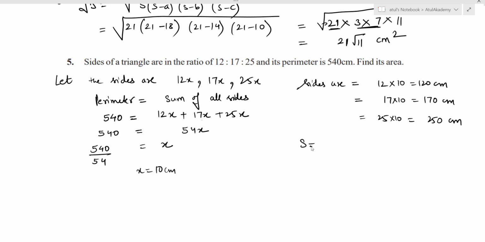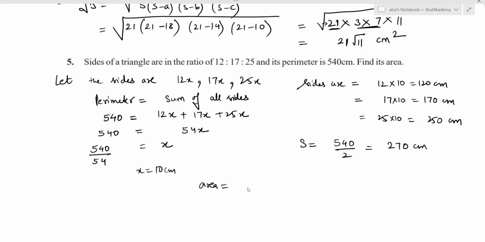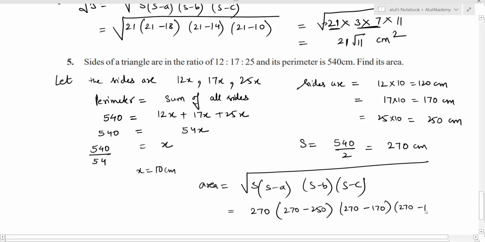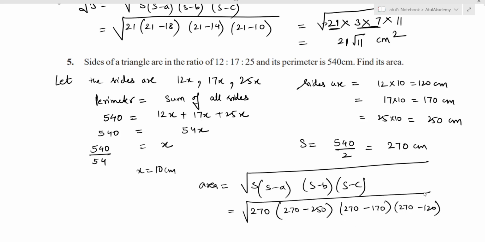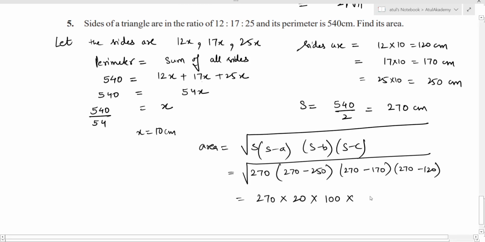Fine, let's calculate the semi-perimeter because we need to find the area. So that's 540 by 2, which is how much? 270 centimeter. Clear? Let's use the formula to calculate the area. S minus A, S minus B, S minus C, that is S also. So 270, let's substitute the value. So 270 minus 250, 270 minus 170 and 270 minus 120. Now that's all. So it's 270 into 20 into 100 into, what is this? 150.